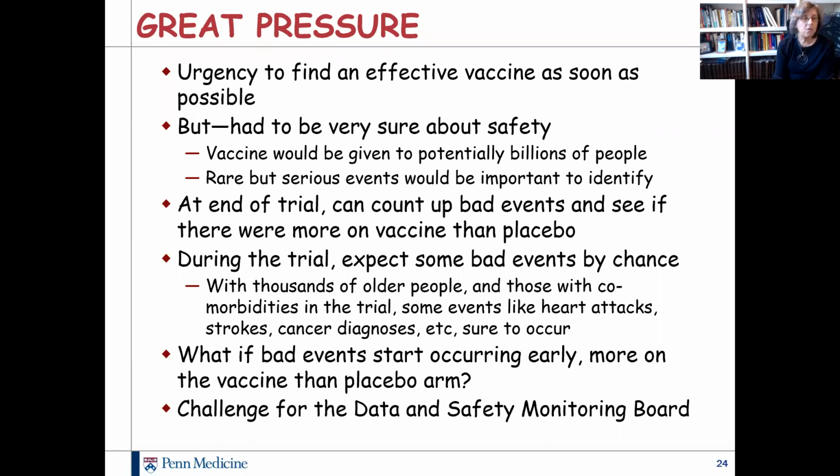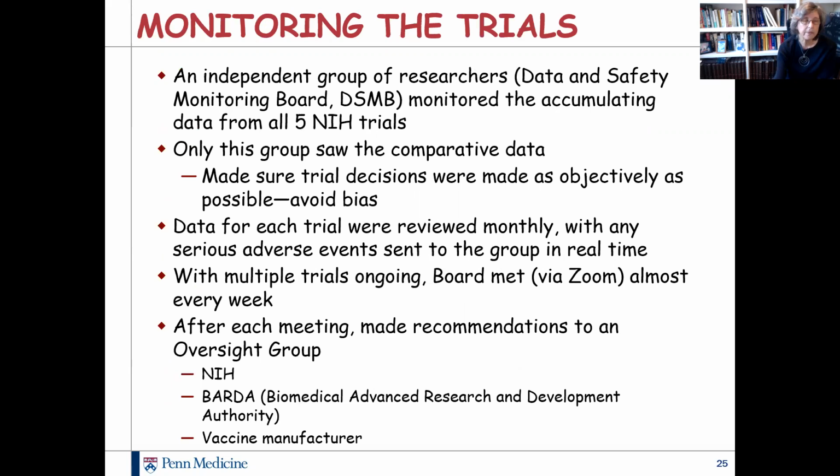Now, we know that during the trial, we're going to see some bad events by chance. The trials had specific thresholds. They had to have a certain proportion of people over the age of 60 and people with comorbidity. So these people were going to have bad events whether they got COVID or not. And so this was a big challenge for the DSMB to watch and see whether you were having more of these bad events early on in the vaccine arm.